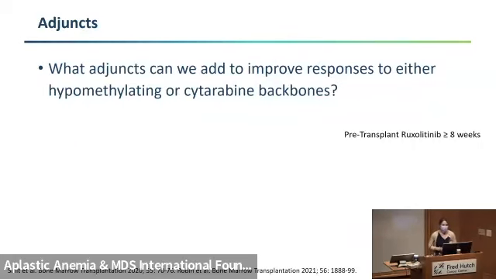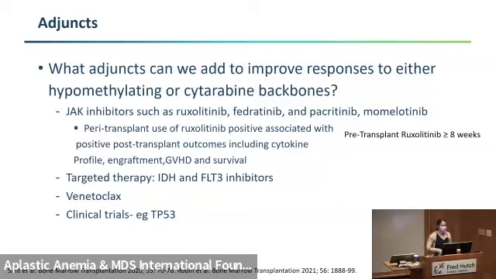What adjuncts can we add to improve responses to either backbone, either the hypomethylating agent or the cytarabine? So we could add JAK inhibitors. So now we have 4. As Dr. Salit discussed, peri-transplant ruxolitinib has been associated with positive outcomes. We can use targeted therapy, IDH and FLT3 inhibitors. We could use venetoclax, and we have clinical trials. And particularly in the case of TP53 mutated disease, which is a higher risk mutation, we always try to find a patient a clinical trial if we can.